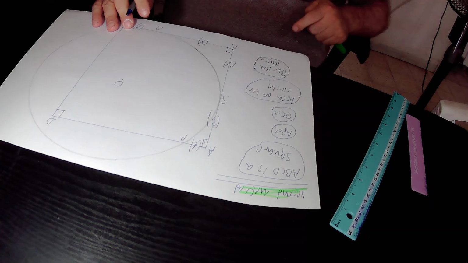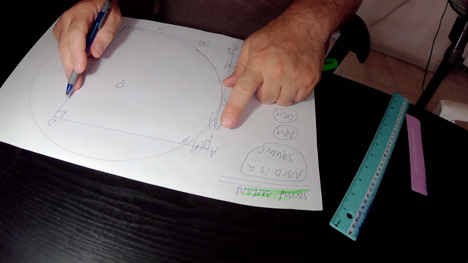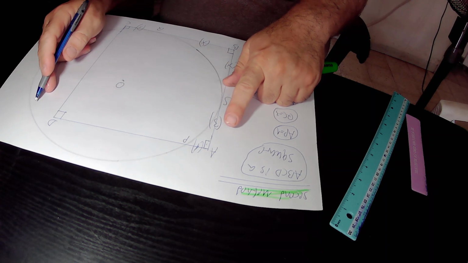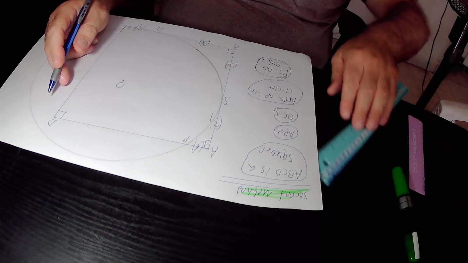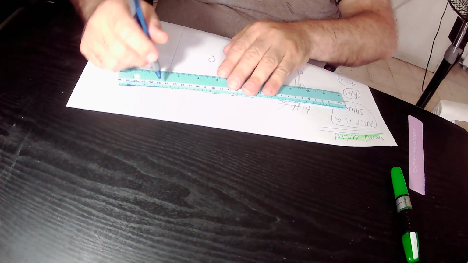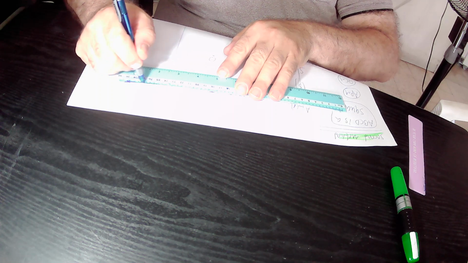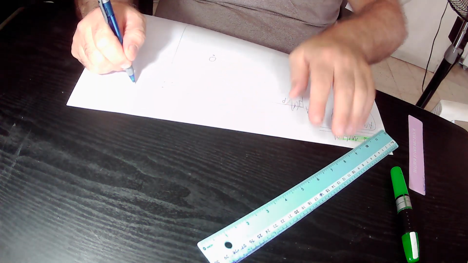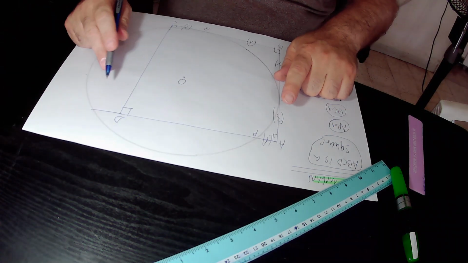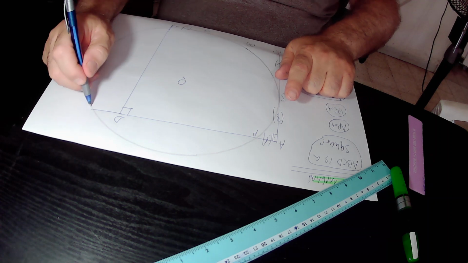In the next step, we'll extend side AD of square ABCD by a straight line until it touches the circle. And we will define the touching point of the extended side AD with this circle, this point is point M.